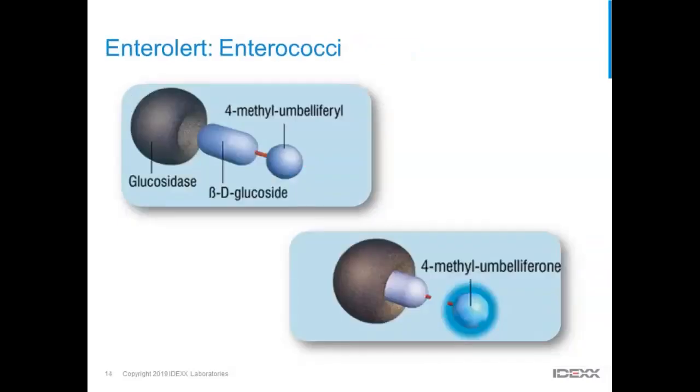Our third product, Enterolert, utilizes the same principle, except this time it's a 4-MU beta-D-glucoside that is the nutrient indicator, and enterococci contain the enzyme glucosidase, which once again, once utilized, will go from non-fluorescence to fluorescence when exposed to a UV light.